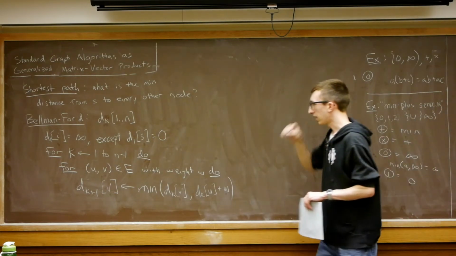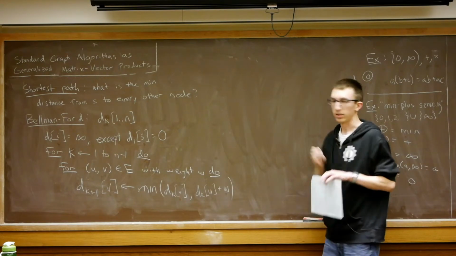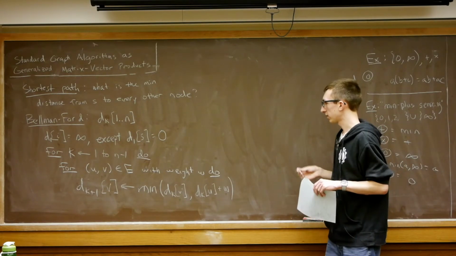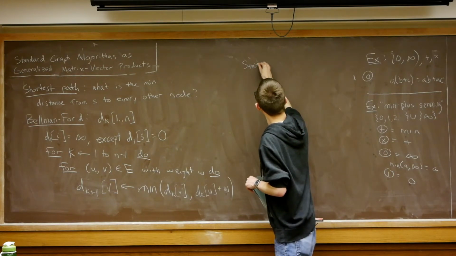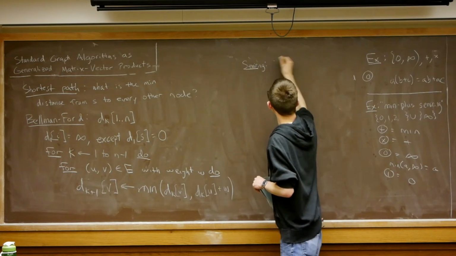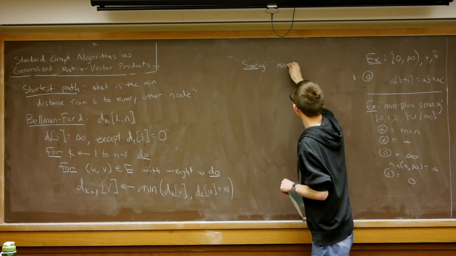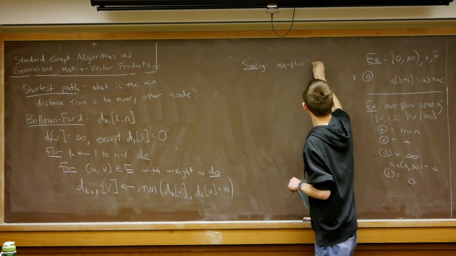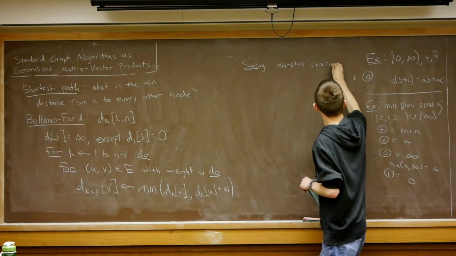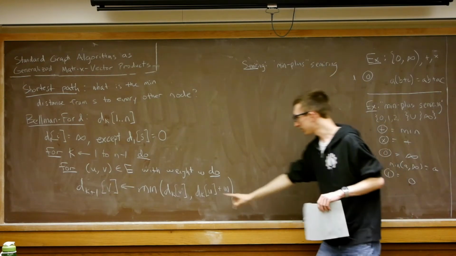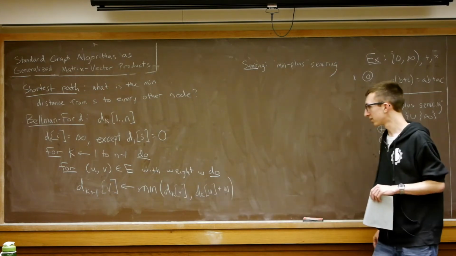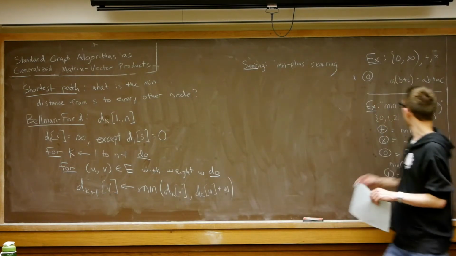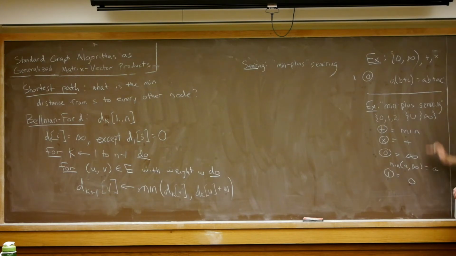So when I think about this as a matrix vector product, or a sequence of matrix vector products, I have to choose a semi-ring. And in this case, I will use the min plus semi-ring, which shouldn't be a huge surprise because the only two operations that I use in this algorithm are finding the minimum and adding, right? So I think I still have it up here.